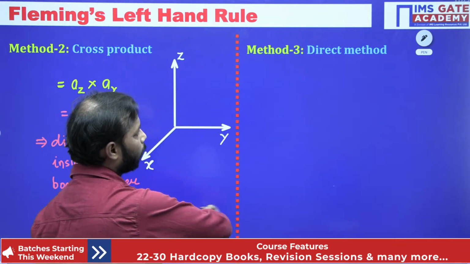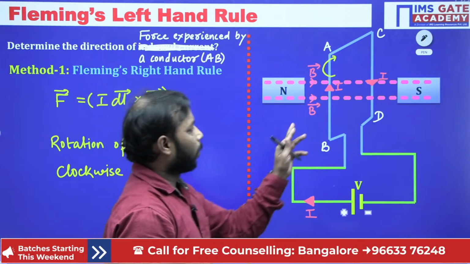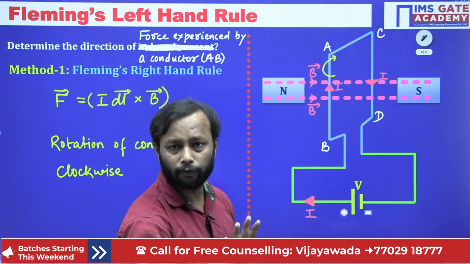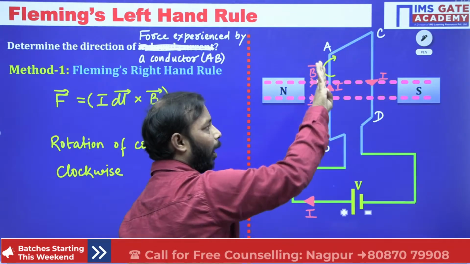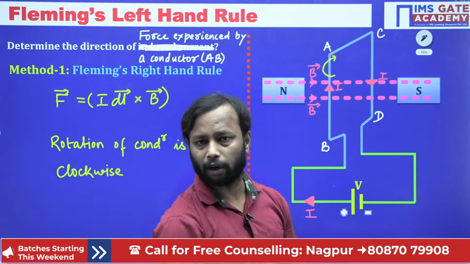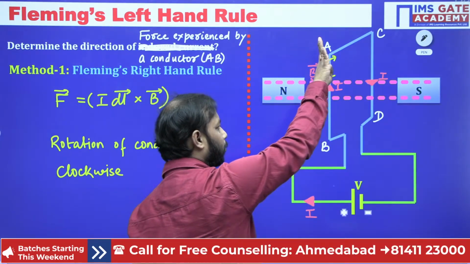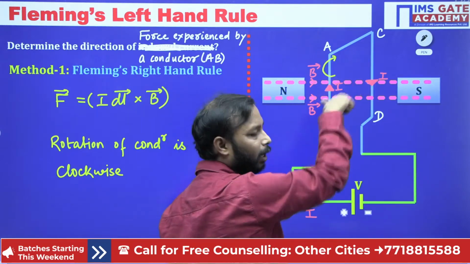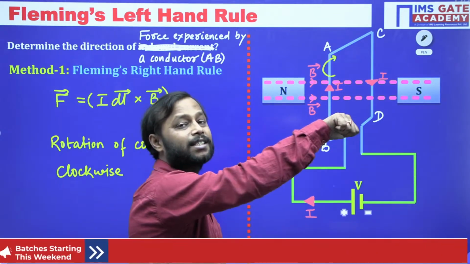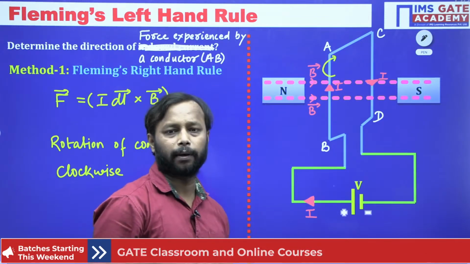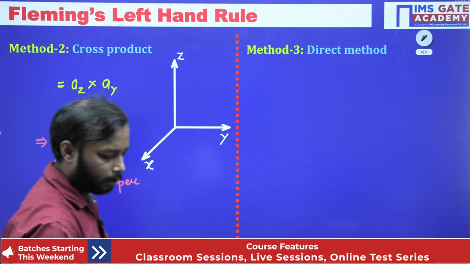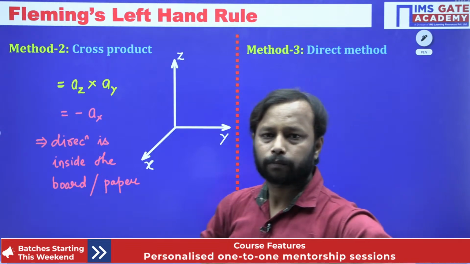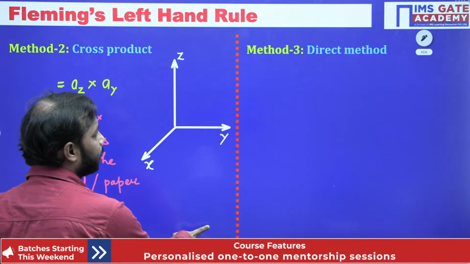See, IDL cross B. Place this forefinger in the direction of current, and curl this forefinger towards the direction of magnetic field. This thumb gives the direction of torque, which is inside the board or inside the paper, which we have got here by using the cross product. Any doubt? So, you can use any of the three methods.